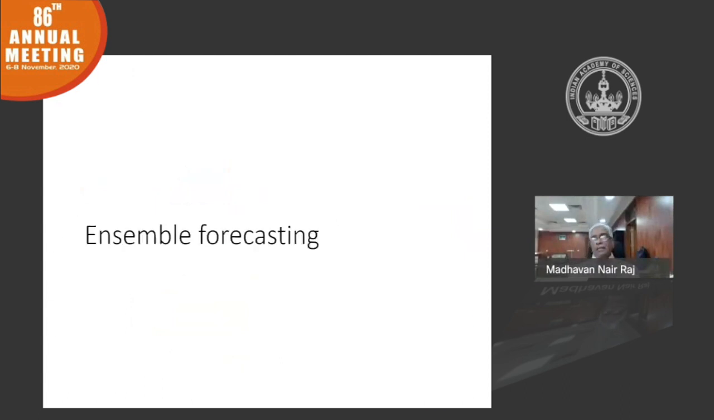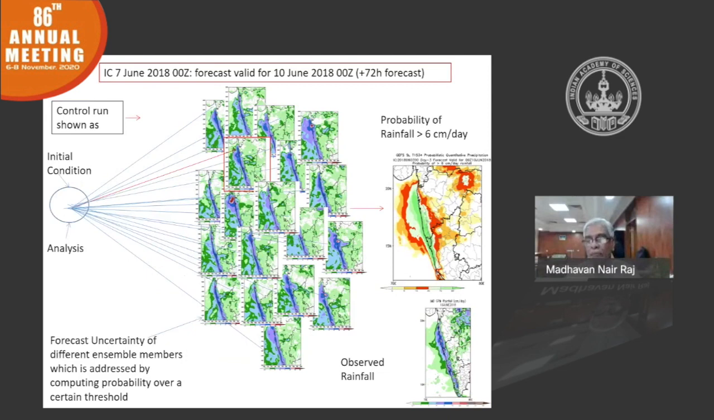And ensemble forecast is nothing but, as I told you, forecasts are very sensitive to the initial conditions. So if we want to go beyond 3, 4 or 5 days, there is a concept called ensemble forecast. You perturb the initial conditions and generate more and more forecasts. Then you do a kind of probabilistic forecast.